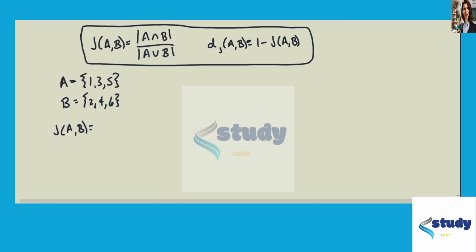Well, what is the intersection of these two sets? There's nothing in the intersection. A is only odds, B only has evens, so that cardinality is 0. Now the union, if I put them all together, there are 6 elements in the union: 1, 2, 3, 4, 5, and 6. So the Jaccard similarity is going to be 0. The Jaccard distance for A and B is 1 minus 0, or just 1.